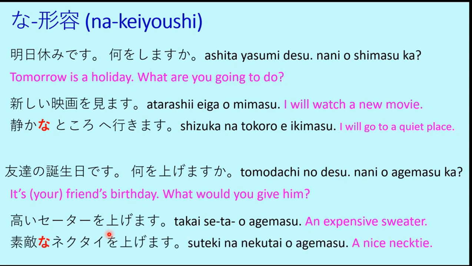Or again, if we want to take an example of the na adjective, then suteki na necktie o agemasu. Necktie means the necktie or simply tie, and suteki means stylish or nice. I will give him a nice necktie on his birthday. Tomodachi no tanjoubi desu. Nani o agemasu ka? Takai seta o agemasu. Suteki na necktie o agemasu.